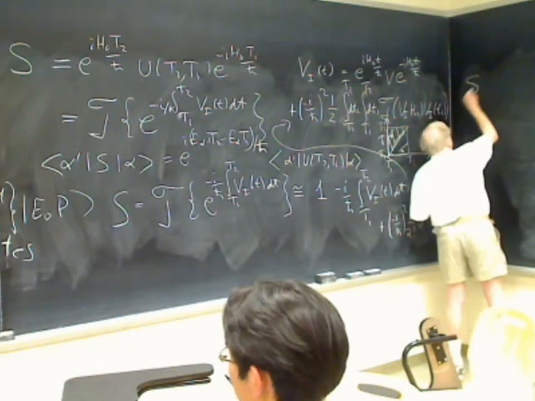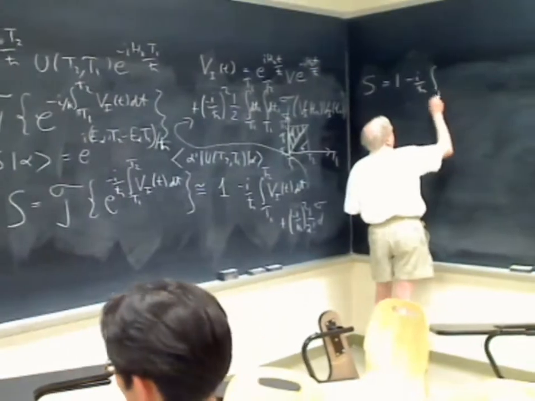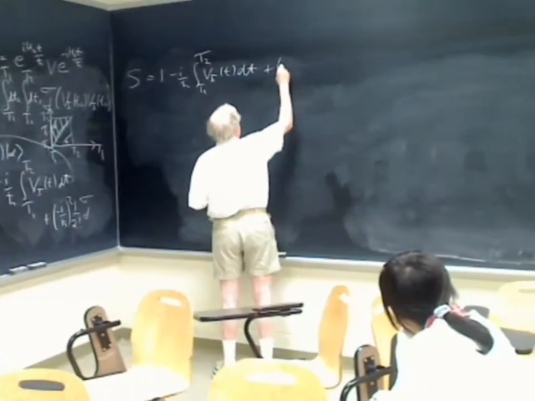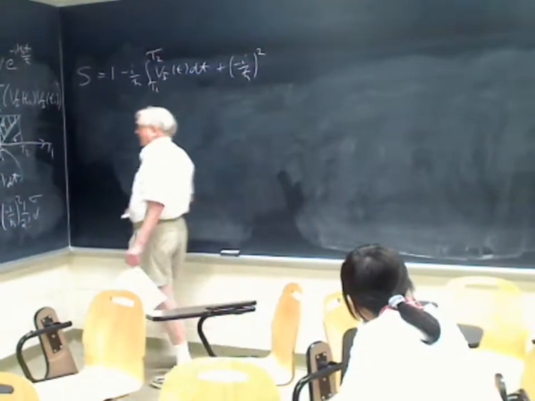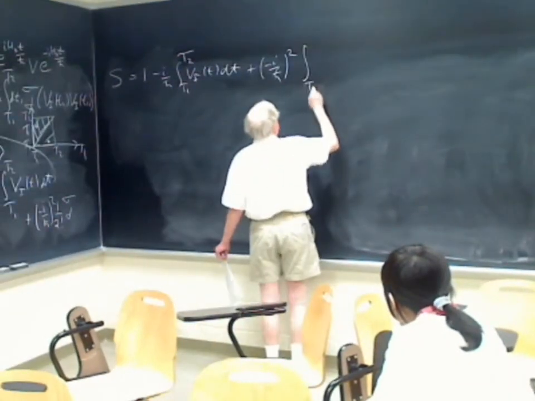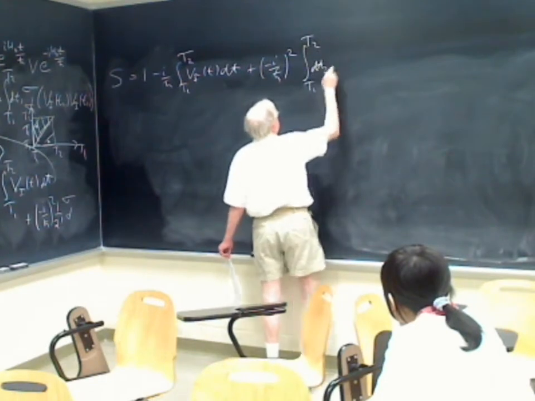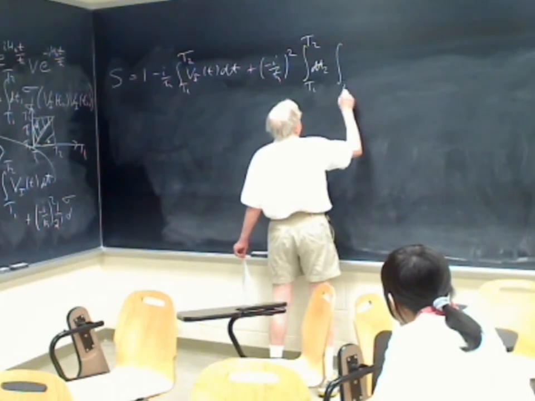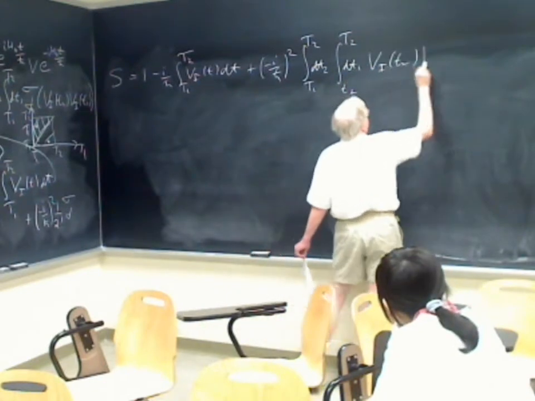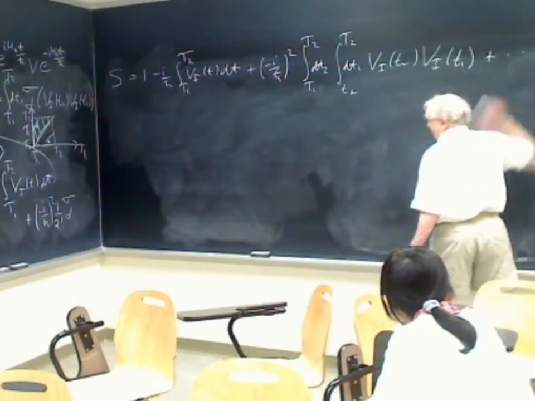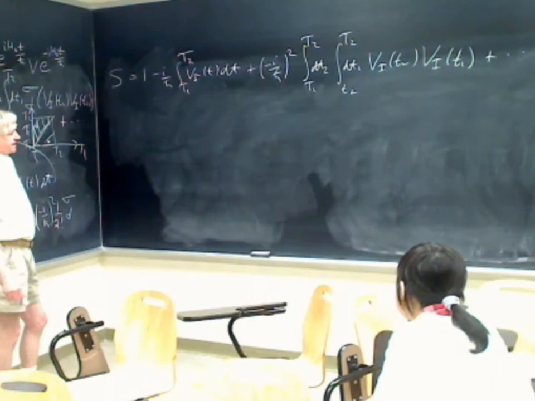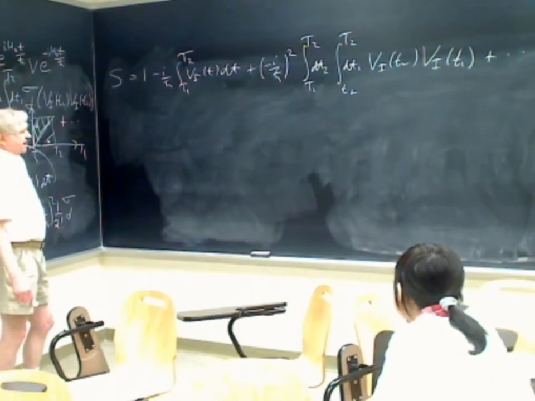And so in that case, what we have is S equals 1 minus i over h bar, integral t1 to t2 of V_I(t) dt, plus minus i over h bar squared. But we're only integrating over half the square, so we cancel the 2. Now we have an integral t1 to t2 dt2, integral from t1 to t2 dt1, V_I(t2) V_I(t1), plus higher terms. And of course, the higher terms here. Okay, so that's the S operator in this case. And then you can go on.